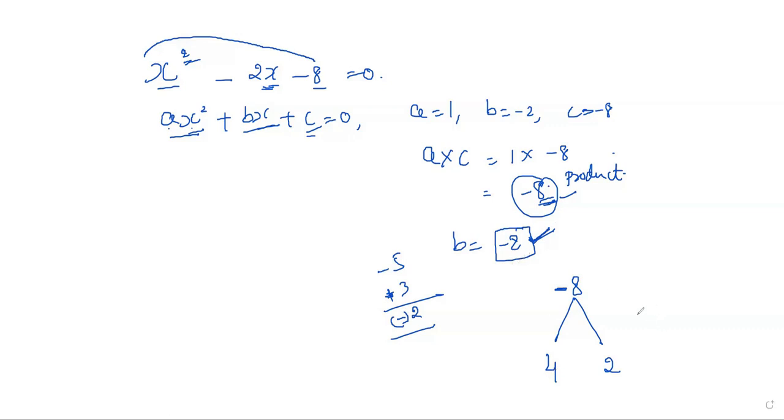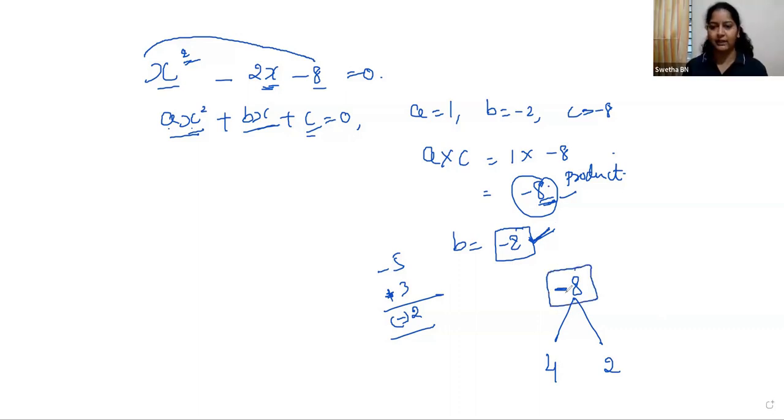By seeing C, here we have to get a negative answer, right? That means one should be plus and the other should be minus. If both are minus, minus into minus becomes plus, right? So one should be plus, one should be minus. Which one? See, by seeing the value of B, B is negative, so the big number should be negative and the smaller number should be positive. That's why I'm giving these problems.